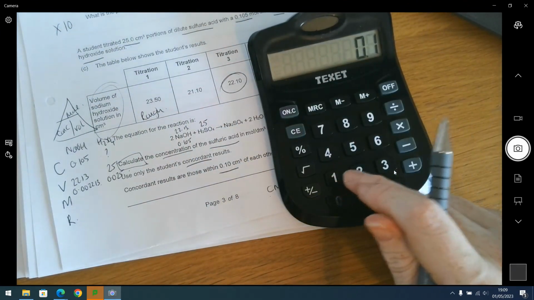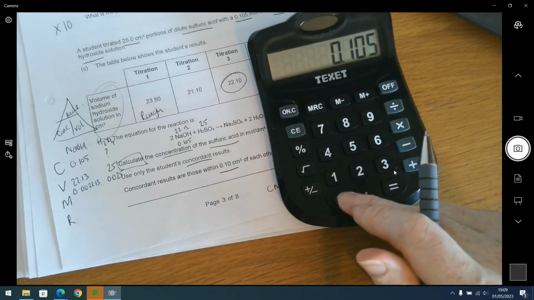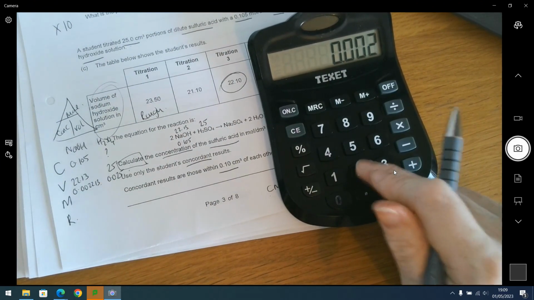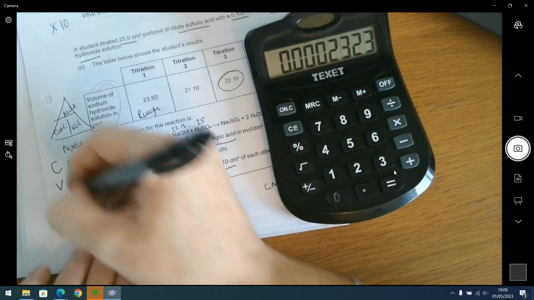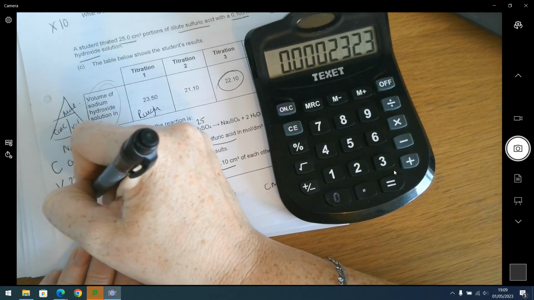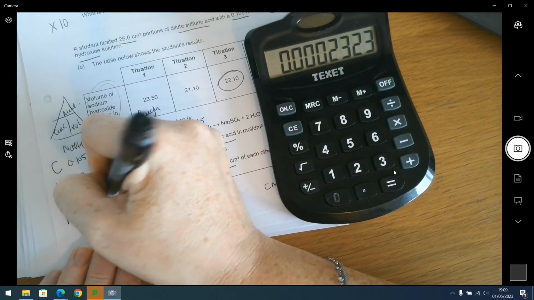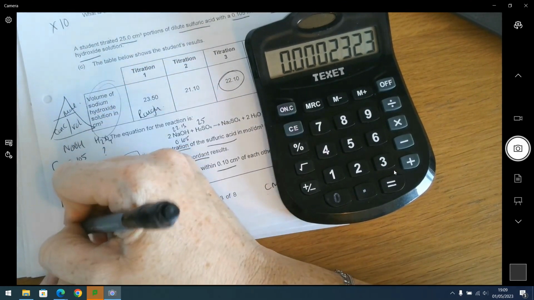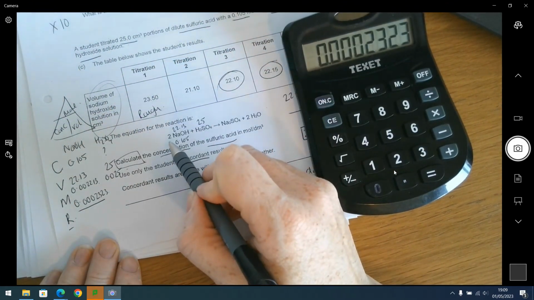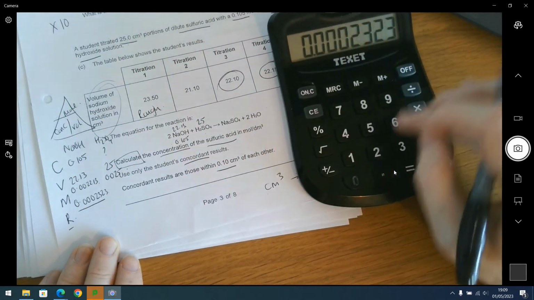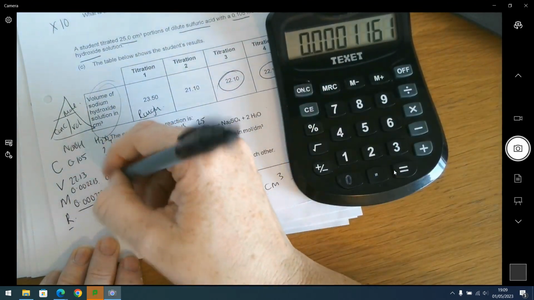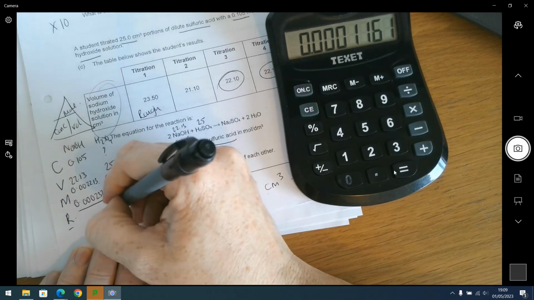So 0.105 times by 0.002213 gives me a molar value of 0.00023323. I then have to look at the ratio from the original equation. So I can see it's a 2-to-1 ratio. So I'm dividing this by 2 to get the ratio, or the moles, sorry, for sulfuric acid.